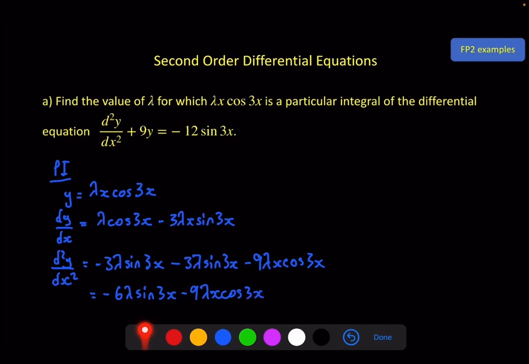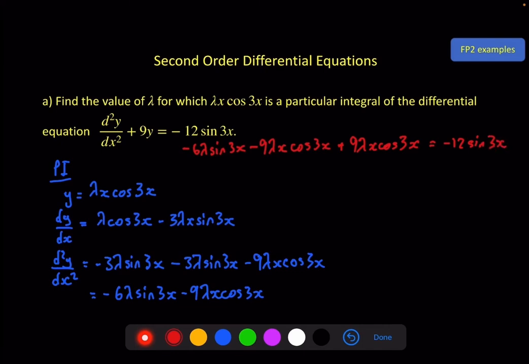And then we put the second derivative, and in this case we don't need the first derivative except to find the second derivative. So we put the function in here and the second derivative in here, make it equal to this, find out what lambda has to be. I'll change into red to do that. So we've got minus 6 lambda sine 3x minus 9 lambda x cosine 3x, and that has to add with 9 lots of lambda x cosine 3x, and all of that has to equal minus 12 sine of 3x.